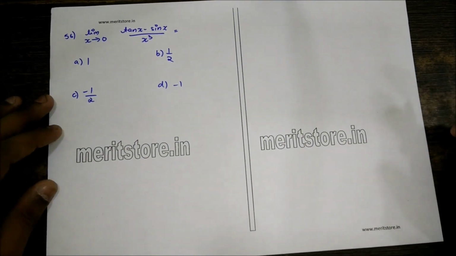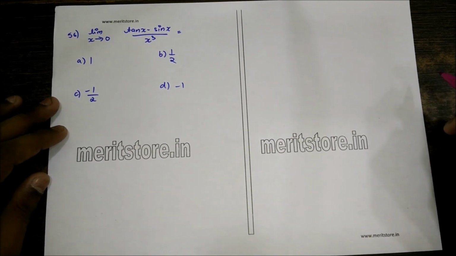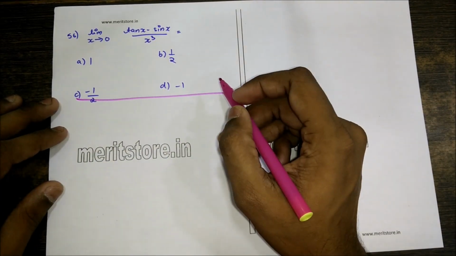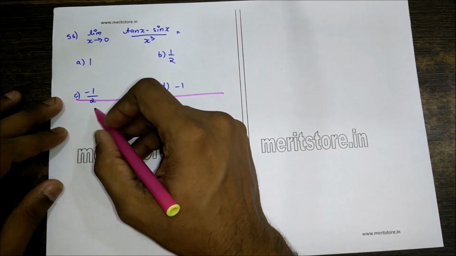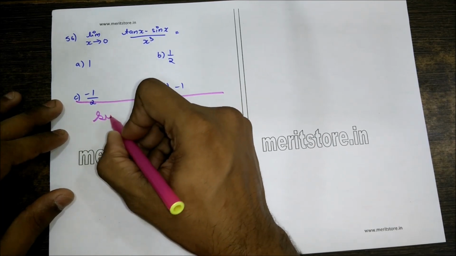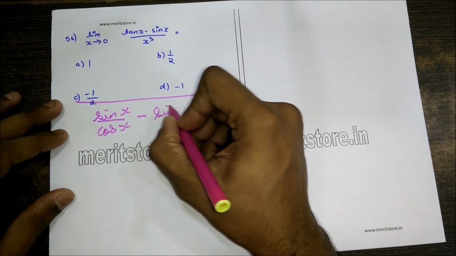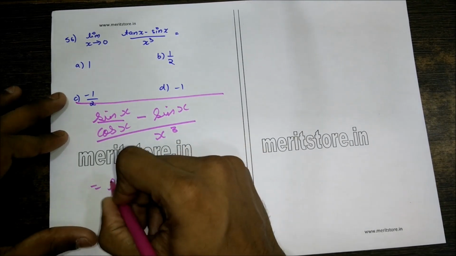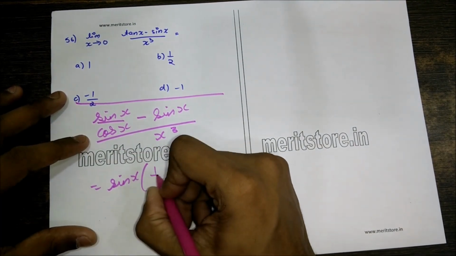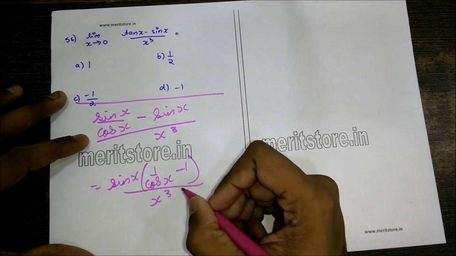Limit of x tends to 0 of (tan x minus sin x) upon x cube equals: a) 1, b) 1 by 2, c) minus 1 by 2, or d) minus 1. To solve this, what we do first is write this term in terms of sine and cos only. So we have (sin x by cos x minus sin x) of the whole upon x cube, which gives us sin x (1 by cos x minus 1) by x cube.